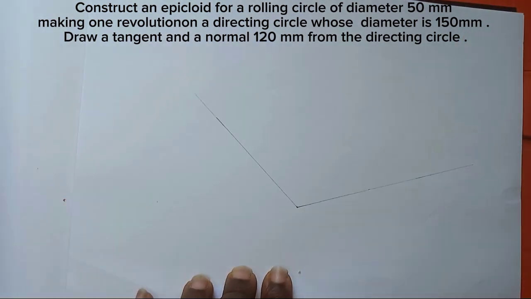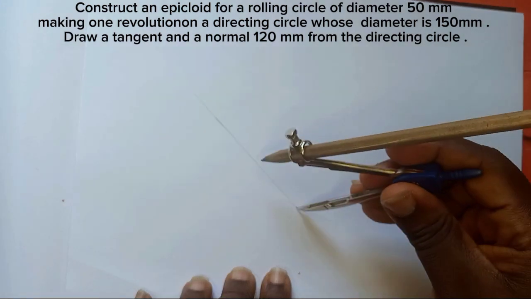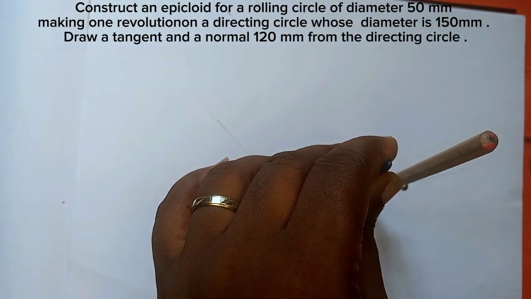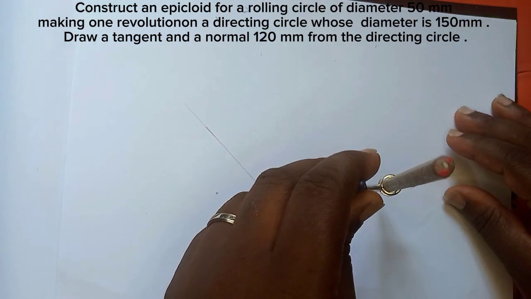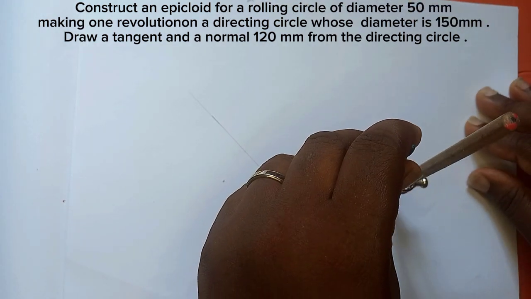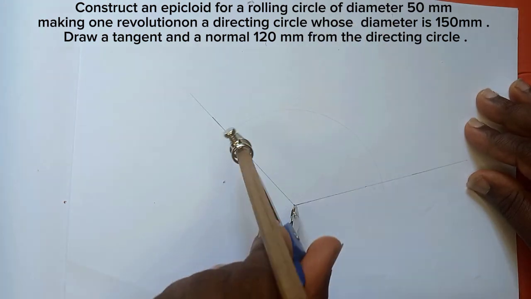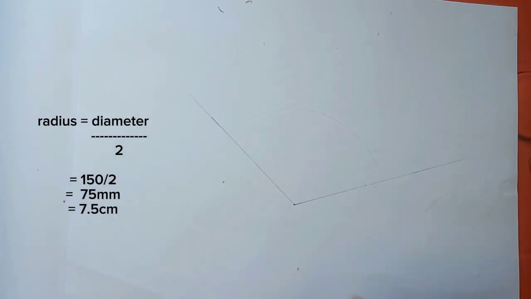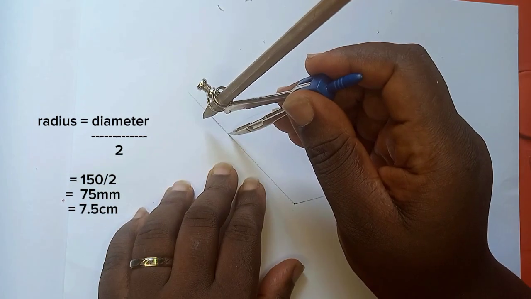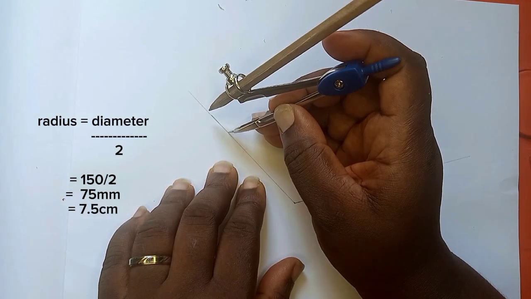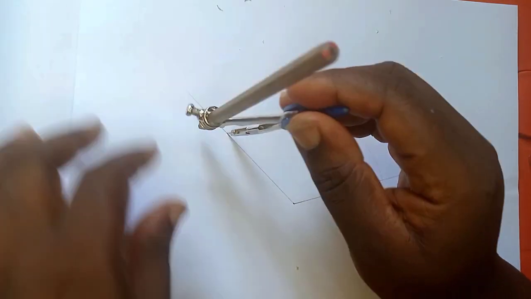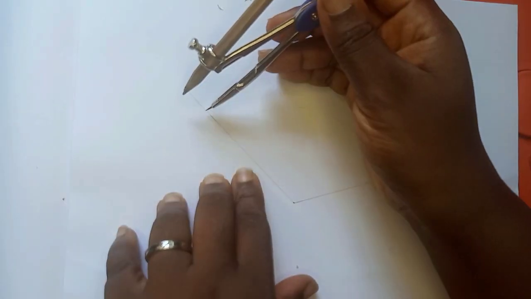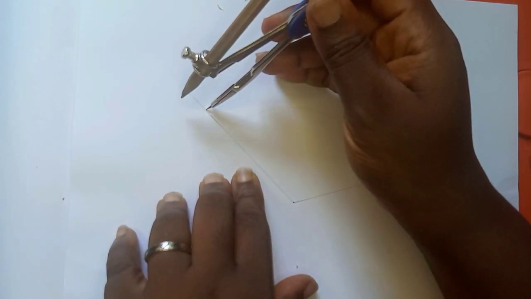So we proceed now to marking the radius of the circle. From the question, the large circle has a diameter of 150 millimeters, so we'll be using 150 divided by 2, which is 75 millimeters, because radius is equal to diameter divided by 2. So I've drawn the arc that indicates the radius measurement.